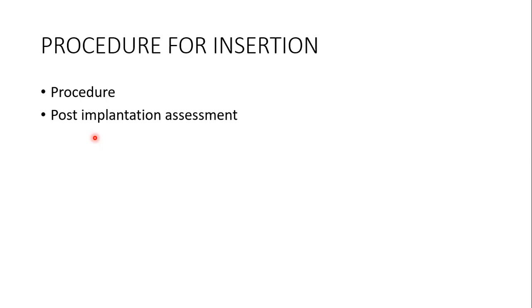Why I say identified is that you can use the internal jugular vein. You can use a brachial vein. You can use a femoral vein, or you can use a cephalic vein. So the site is identified, and local anesthesia will be infiltrated at the site.